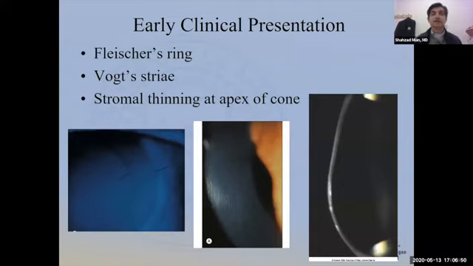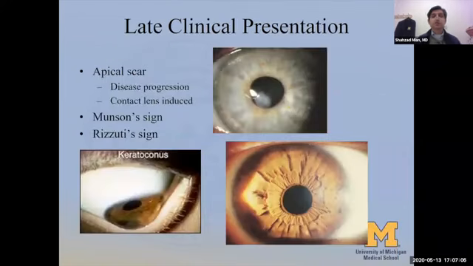Clinical signs include iron deposition and a ring formed in the basal epithelial layer of the cornea, mechanical stress lines in the posterior stroma called Vogt striae, and certainly stromal thinning at the apex of the cone. With more advanced disease, patients can develop apical scarring, and that is usually due to mechanical stress on the anterior stroma, which is already weaker. But it can also be induced by the contact lenses patients wear in treatment of their keratoconus, and this is usually superficial, almost like a Salzmann's nodule, which can be relatively easily scraped.